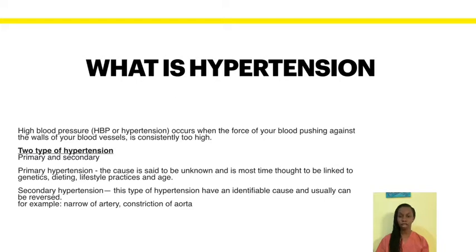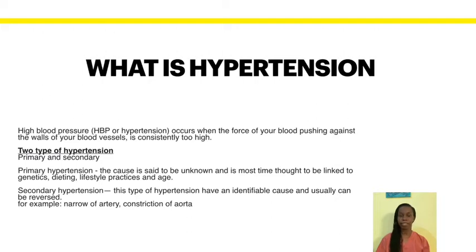Primary hypertension, usually the cause is unknown and is said to be linked to genetics. So your mother has it, your father has it, and that's why you end up with it. Or aging, you're getting old, the heart is not pumping as well as it used to in your younger days, so you end up with high blood pressure. Dieting, you're not eating properly, so you end up with high blood pressure. Or it just occurs and they're not sure of what happened or how it's happening.